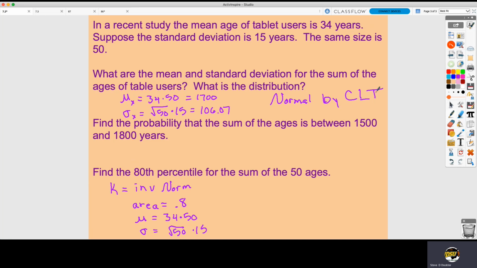All right, for the second one, find the probability that the sum of the ages is between 1,500 and 1,800. Well, we know our average here is 1,700. If you wanted to do a bell curve, you might get asked this a little bit in the homework. We're putting our average down the middle. Then we've got to find our 1,500 and our 1,800. So we're finding in between those.